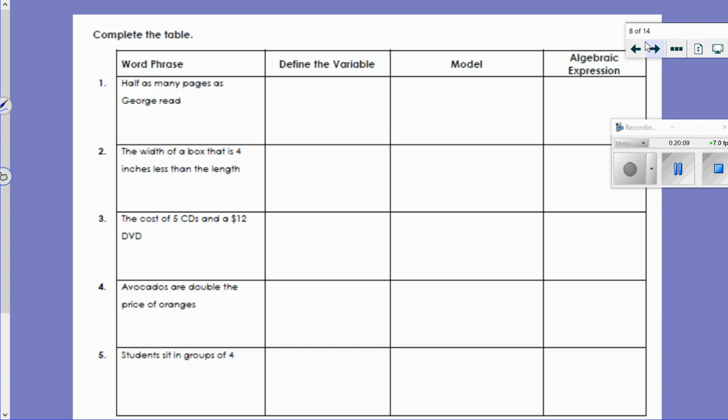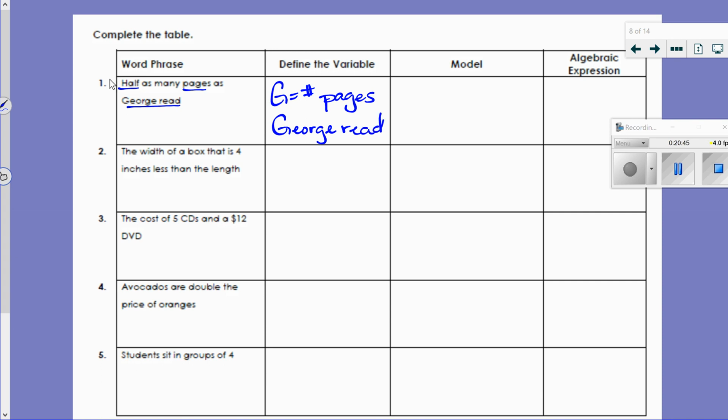Quiet down. So our key words, we have half as many pages as George read. So what is it we don't know? That's what we always need to start with because that's going to be our variable. Good job, Micah. So what variable do you want to use for that? Let's use G for George. G for George. So G. Guys, come on now. So the number of pages George read. That would be our definition.